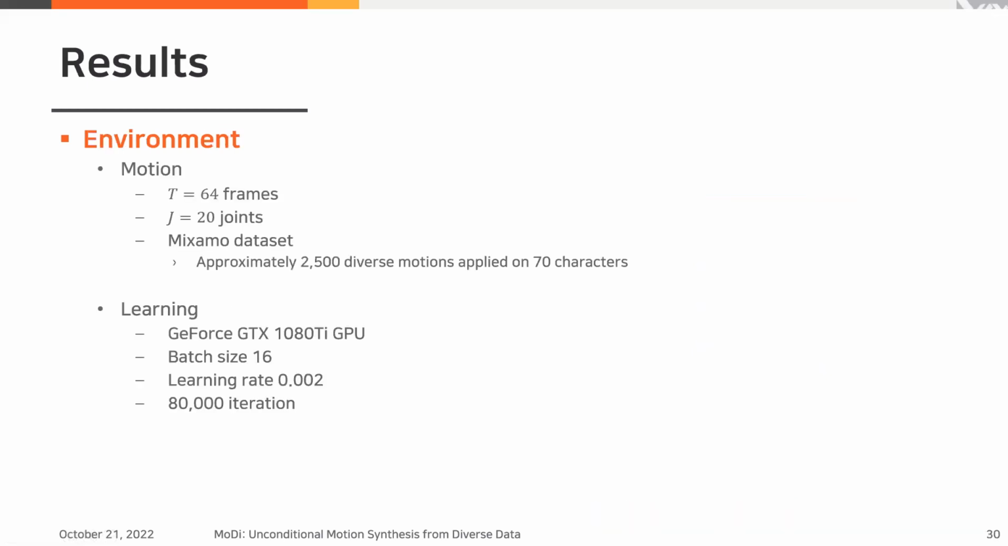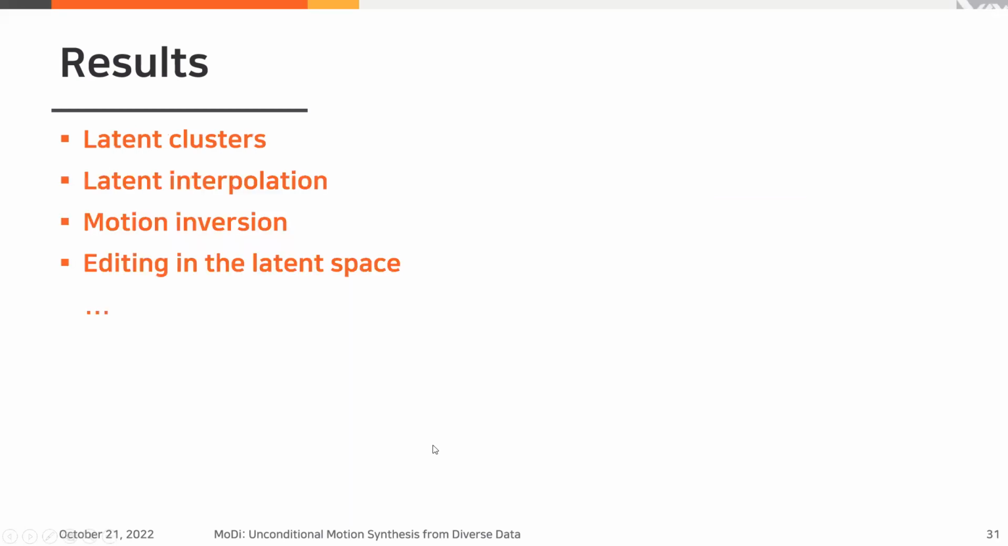In results, they use 64 frames for T and 20 joints for J, and they use Mixamo data, which consists of approximately 2,500 diverse motions applied on 70 characters, and the running environment is as follows. They did lots of experiments, and in this presentation I will show you several visual results of them.